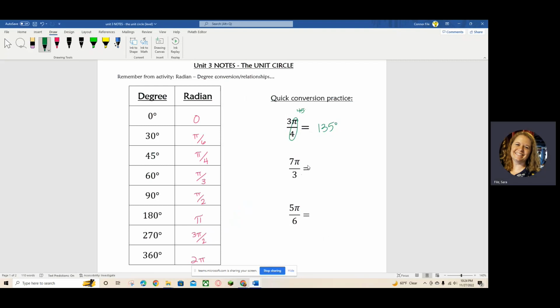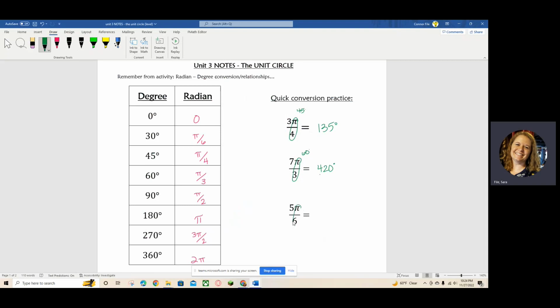Okay, remember the long conversion is to multiply by 180 over pi. You reduce the pi's, then you'd have to do 7 times 180 and then divide by 3. So it would take a little bit of work. But if I just know pi thirds is 60 degrees, I just have to do 7 times 60. And 7 times 6 is 42, so that's 420. Now that one's not on the unit circle because it's bigger than a circle. It's bigger than 360, but it would be coterminal with one of those angles on the unit circle.